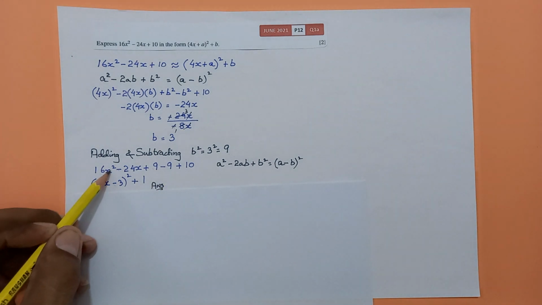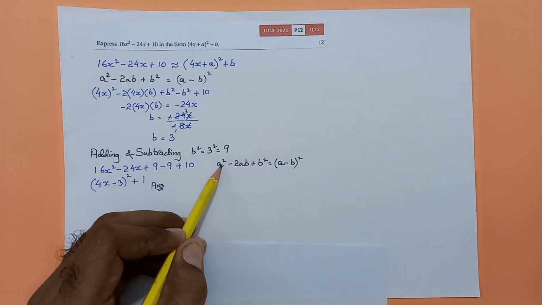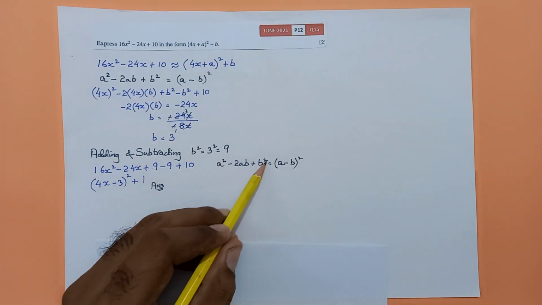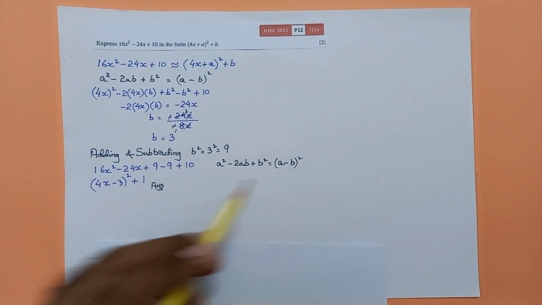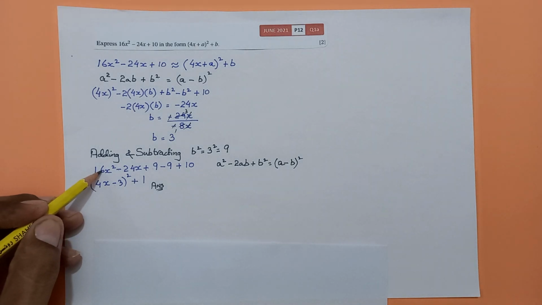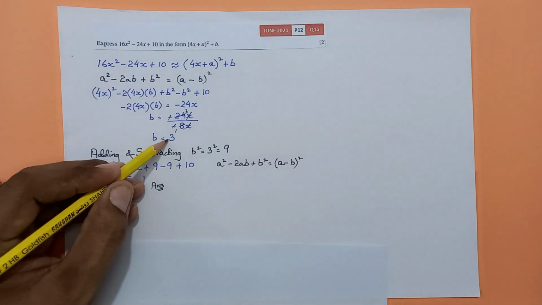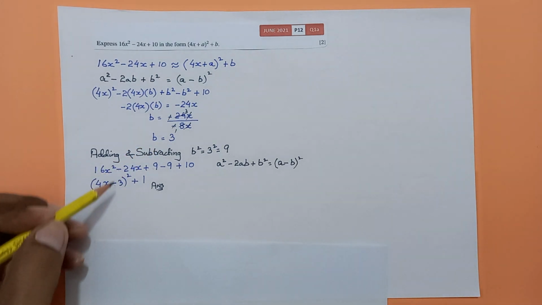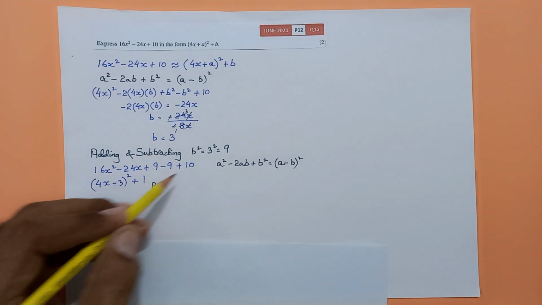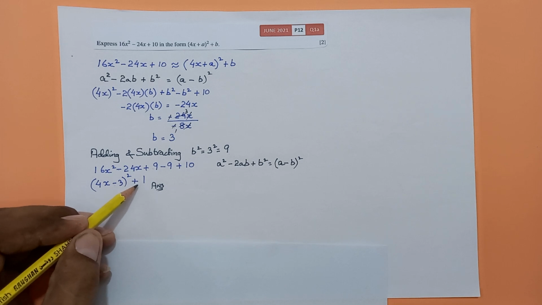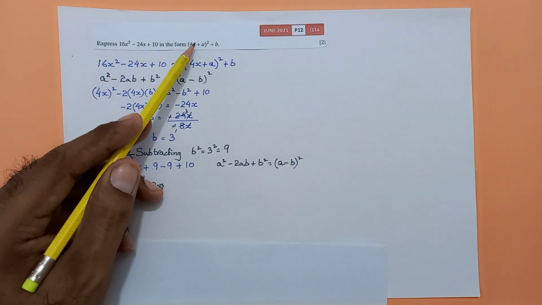Now this 16x² − 24x + 9 is basically a perfect square according to the formula a² − 2ab + b², which can be written in the form (a − b)². We have done the same. The value of a is 4x that we got over here, and the value of b is 3, with the negative sign, so this is converted to exact square form, and this negative 9 plus 10, when simplified, is positive 1. So finally we have converted the given quadratic standard form into a completing square form.